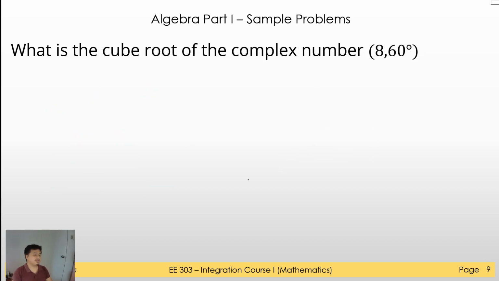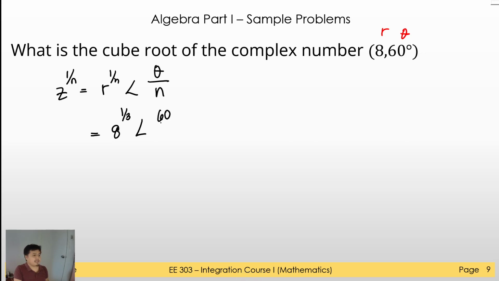Okay, so what is the cube root of the complex number? So in here, how do we solve for this? A definition of the complex roots of a complex number is z raised to 1 over n is equal to r raised to 1 over n, angle theta over n. So that's straightforward, no? The r here is 8, and the theta here is 60. So therefore we have 8 raised to 1/3, and then the angle should be 60 over 3. So the answer here will be 2 angle 20 degrees. Okay.